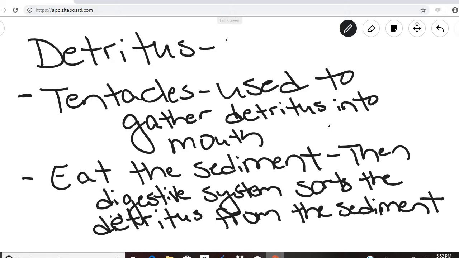Okay, so tentacles can be used to gather the detritus into the mouth, or they'll just eat the sediment, and then the detritus gets separated from the sediment, and the sediment gets eliminated from the body.